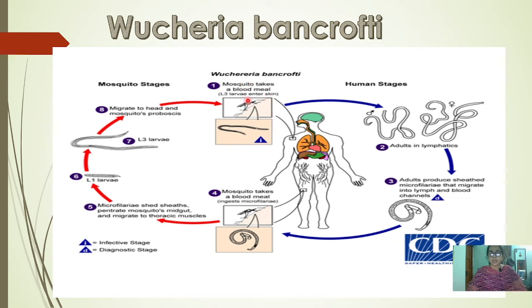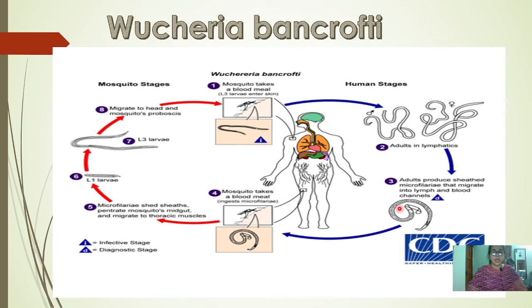By making a pierce, the mosquito takes the blood meal and releases the L3 larval stage. Now, when this larva comes inside the human lymphatic system, it undergoes further development and becomes an adult. This adult produces microfilariae and they migrate into the lymph and blood channels. When the mosquito takes a blood meal, it bites, pierces and sucks blood, and by sucking the blood it takes the microfilariae inside its proboscis.